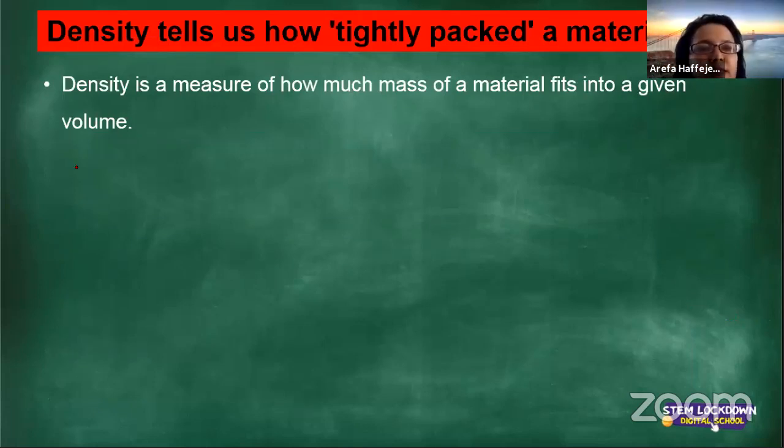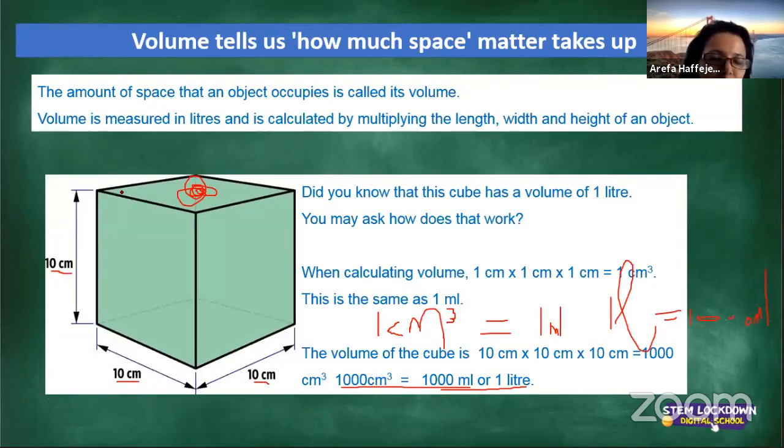If you're going to move on, density tells us how tightly packed a material is. Now, density is a measure of how much mass of a material fits into a given volume. So I'm going to say that again slowly. Density is a measure, that means it's a measurement of how much mass fits into a given volume. So if we look at our picture here at the bottom, density is basically how much matter, for example if we put in water, fits into this given volume of this cube.